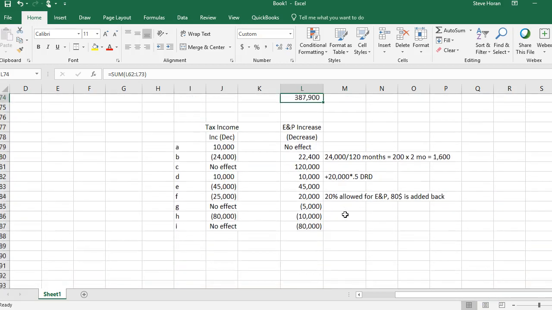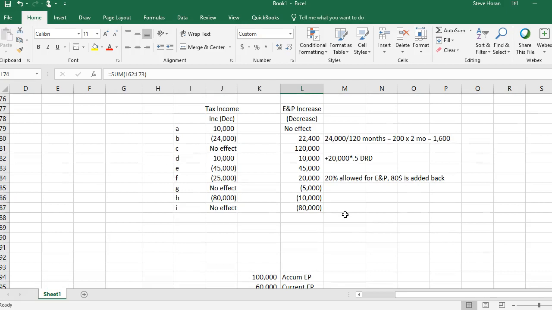And this is problem 28 right here. It's basically just a list of a bunch of transactions A through I, and with each transaction we put in the appropriate amount of taxable income increase or decrease, or then E&P increase or decrease. Letter A is a realized gain, 80,000 on involuntary conversion of building. A 10,000 gain is recognized. It goes into taxable income, but no E&P effect.